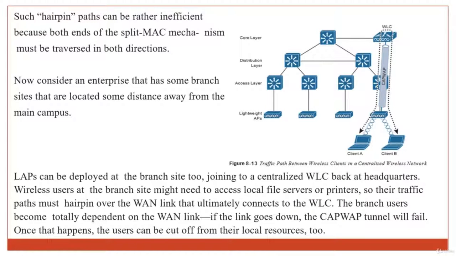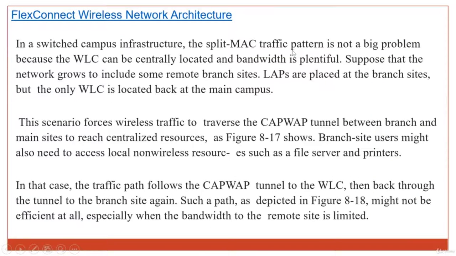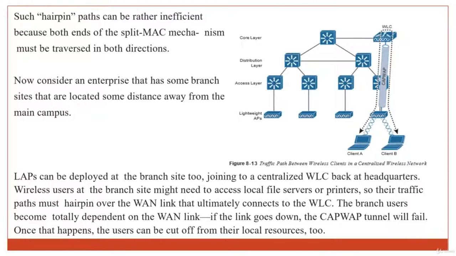Now, what is the disadvantage? If you see this diagram, you'll find that although I am local to this highlighted access point, I should not have to go to my hub and then come back, or go to my central location and come back. I could do this local movement of the traffic locally. That's the problem we have: if you do not give local intelligence, all the time the traffic will traverse the CAPWAP tunnel, go to the central authority, and then return back.